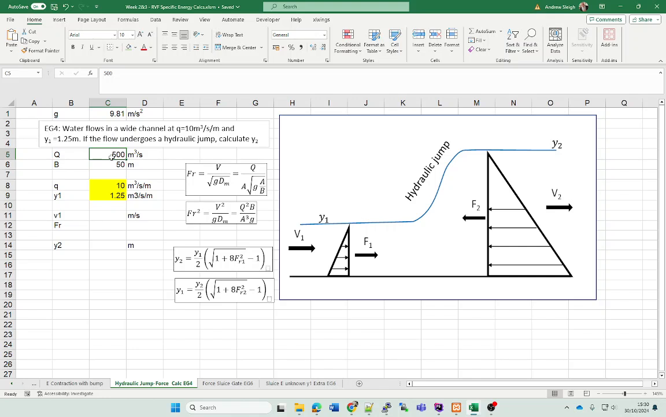We've got a Q of 10 meters cubed per second. Well, the question didn't tell us that, but Q was 10. Y1 is 1.25. Velocity is just equal to lowercase q over Y.